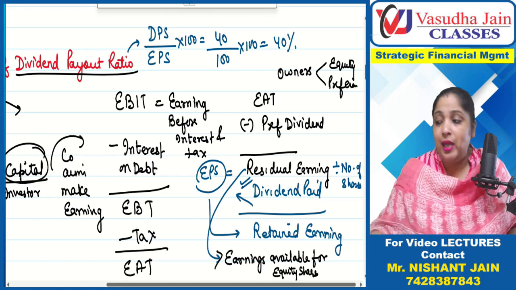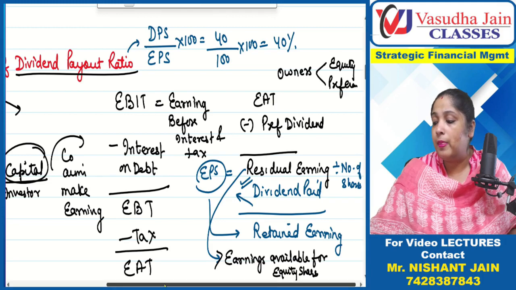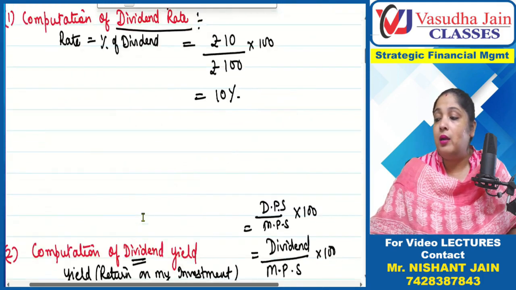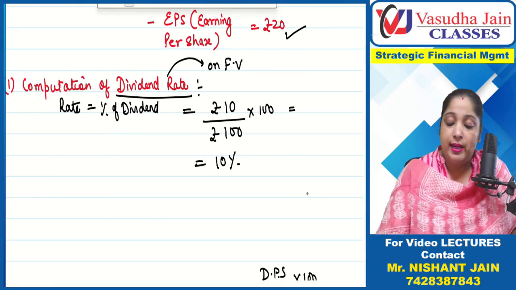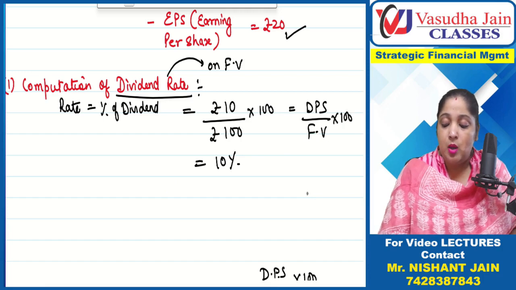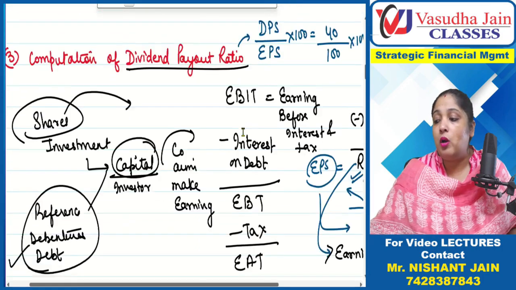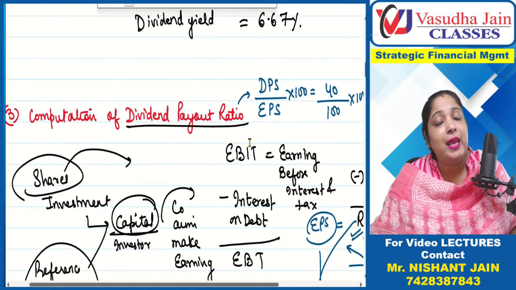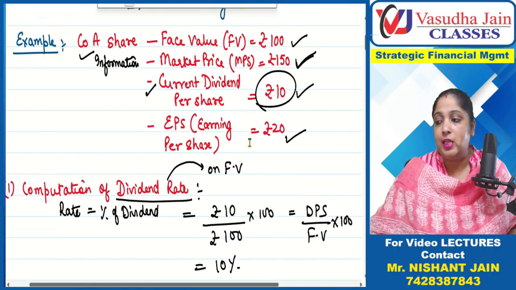Okay, so we have learned three basic terminologies. One is dividend rate. Basically it is very simple, just dividend per share divided by face value into 100. What is dividend yield? Dividend per share divided by market price per share. And what is your dividend payout? Dividend per share divided by EPS into 100. Okay, so these are three terms that we have written here and explained to you.